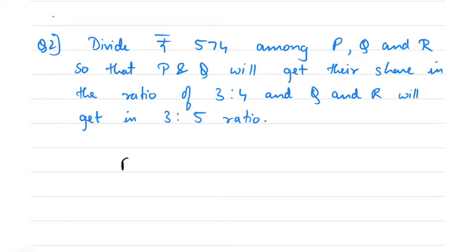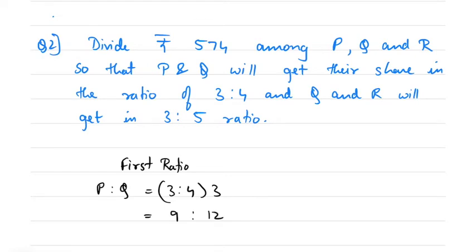So first ratio is P:Q and P:Q is 3:4 and you multiply this with the first term of the second ratio, which is 3. 3 into 3 is 9 and 3 into 4 is 12.